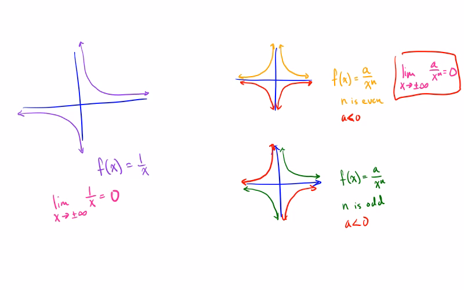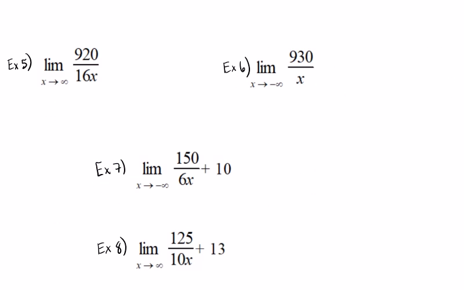So once again, if you have x in the bottom and a constant on top, you don't have to think about the signs or think about even or odd in terms of the degree or the exponent. All you have to do is just remember it's going to go to 0. So right here, anything like this, I already know it's going to go to 0, right?